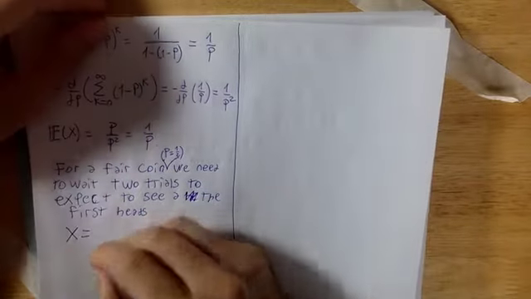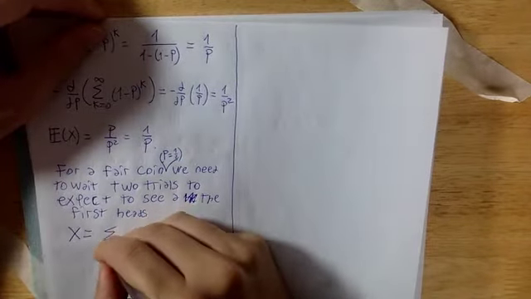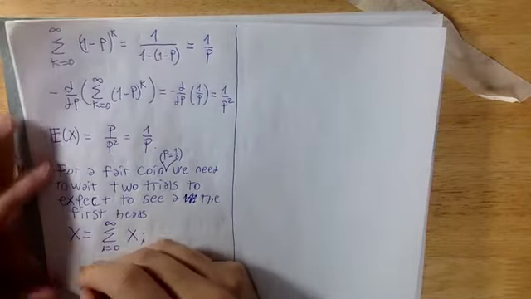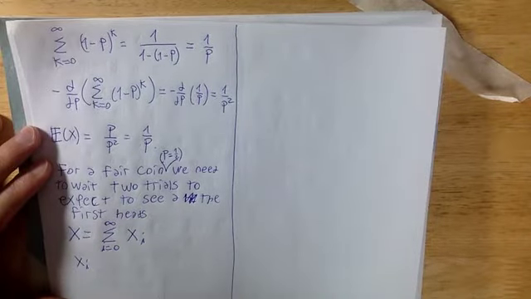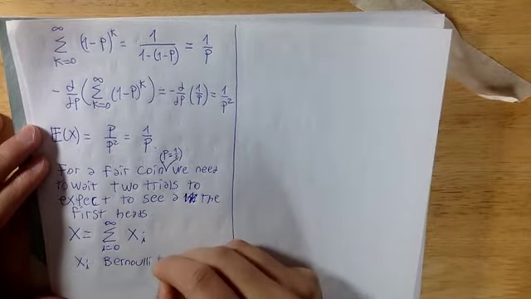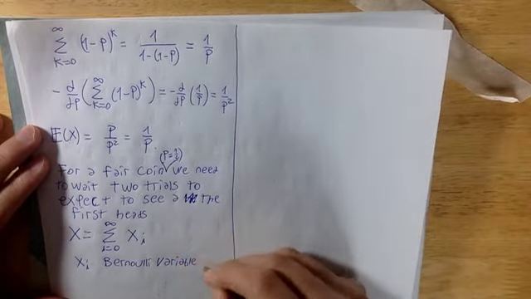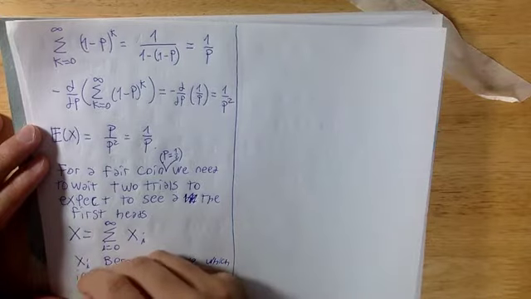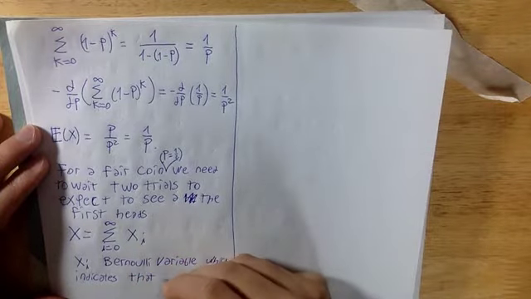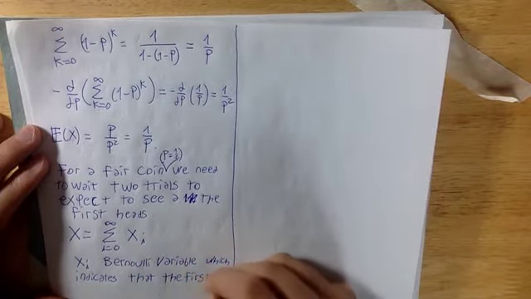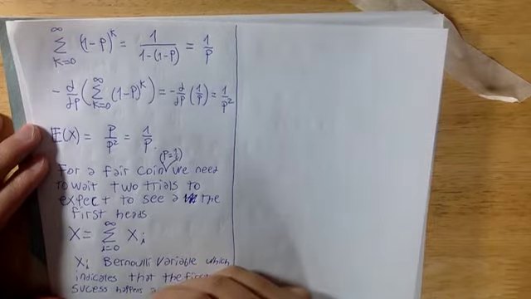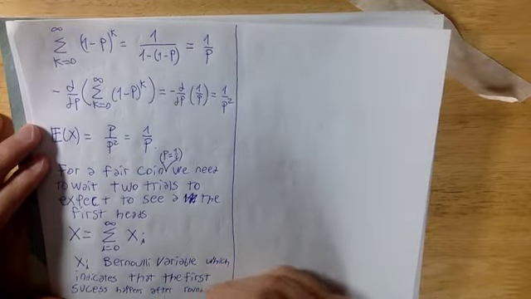Okay, so we are going to write x as a sum from i equals 0 up to infinity of xi, where xi is a Bernoulli variable which indicates that the first success happens after round i.